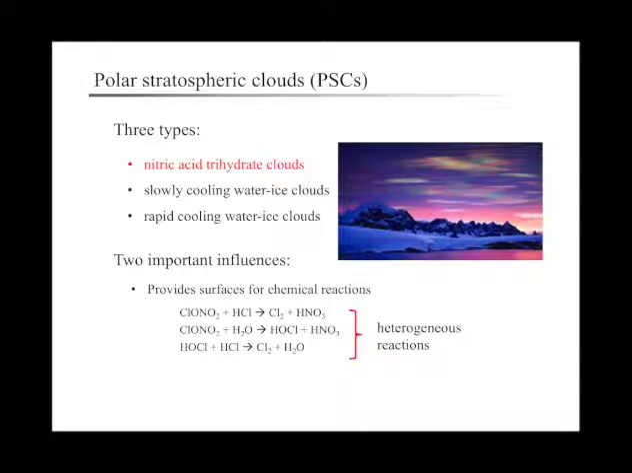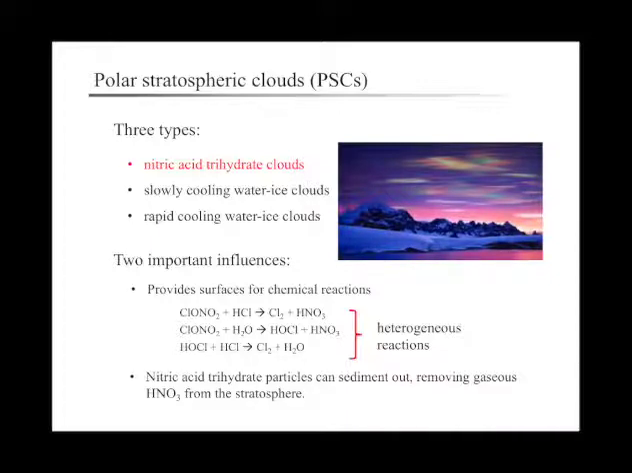The first one is that they provide surfaces for chemical reactions, and the rate of surface reactions is much higher than the common ones. The heterogeneous reactions on PSC particle surfaces convert chlorine reservoir species, mainly including ClONO2 and HCl, to Cl2. Another influence is that large nitric acid hydrate particles in the PSCs can sediment out, removing HNO3 from the stratosphere.